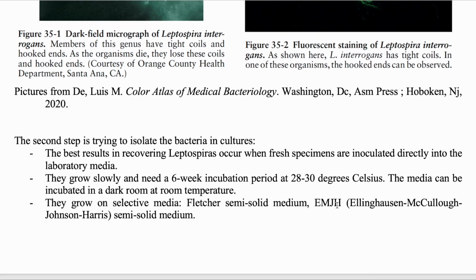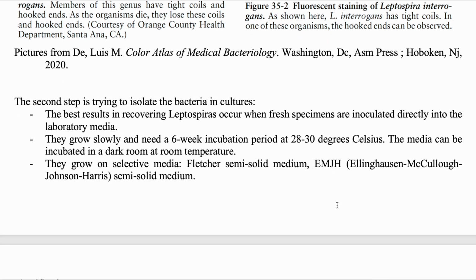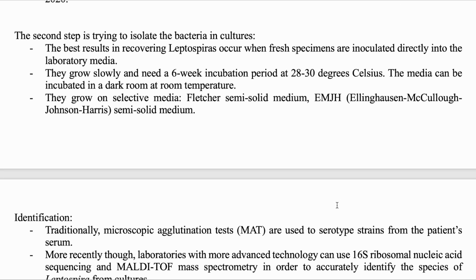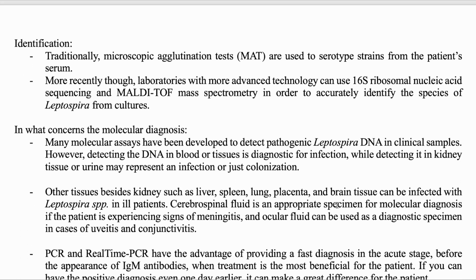The second step of our laboratory diagnosis is trying to isolate the bacteria in cultures. The best results in recovering Leptospiras occur when fresh specimens are inoculated directly into laboratory media. They grow slowly and need a 6-week incubation period at 28-30 degrees Celsius. The media can be incubated in a dark room at room temperature. They grow in selective media, for example Fletcher semi-solid medium or EMJH semi-solid medium.